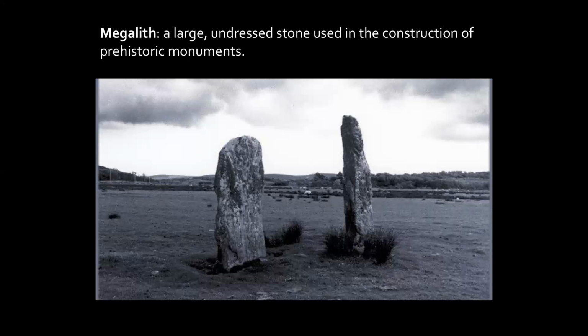So there's ways to classify these stones because they're found all over Western Europe. We call these generally megaliths. So it just means literally large stone, a large undressed stone used in the construction of prehistoric monuments.